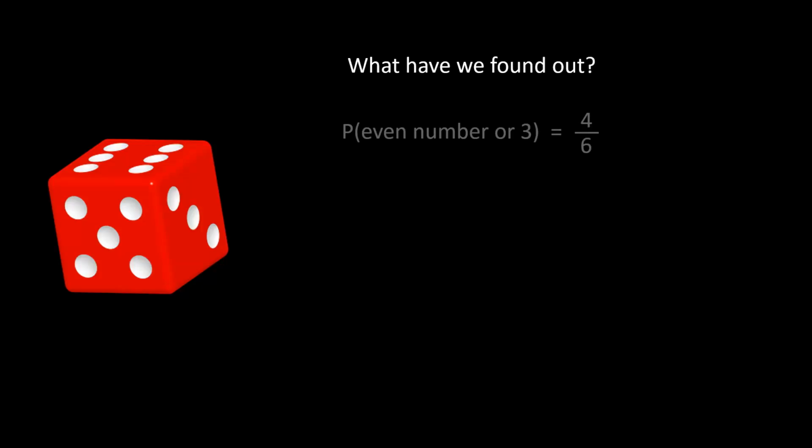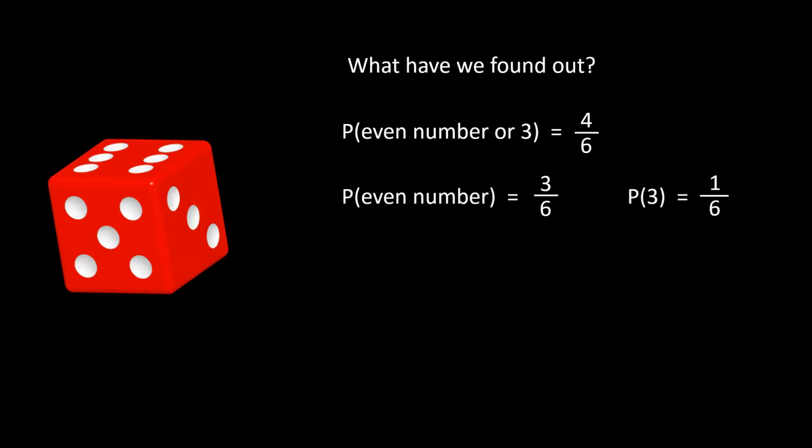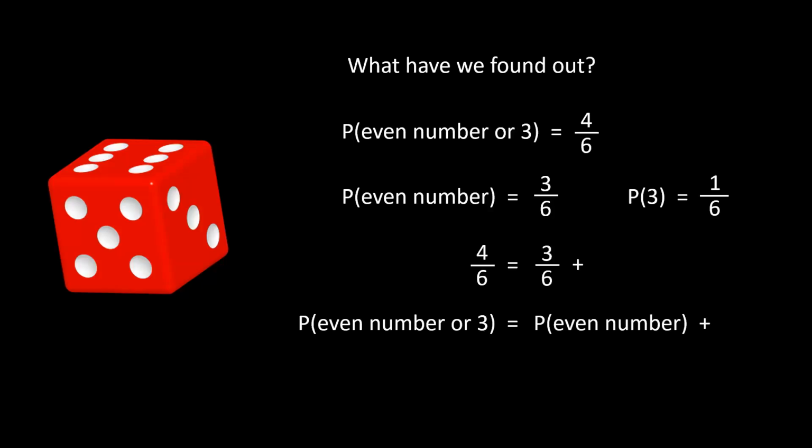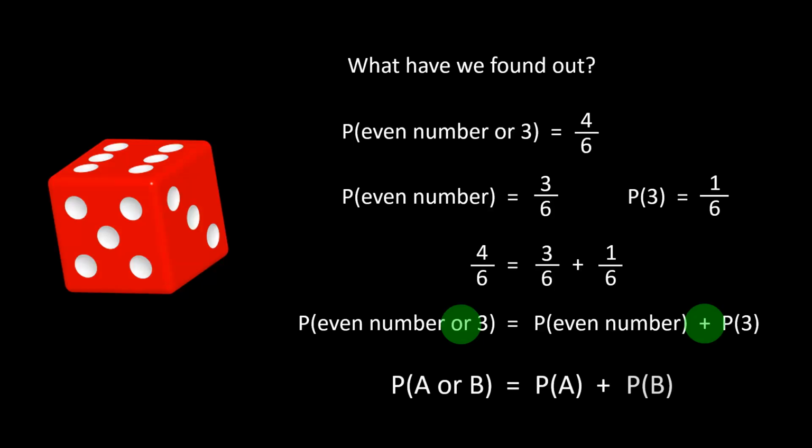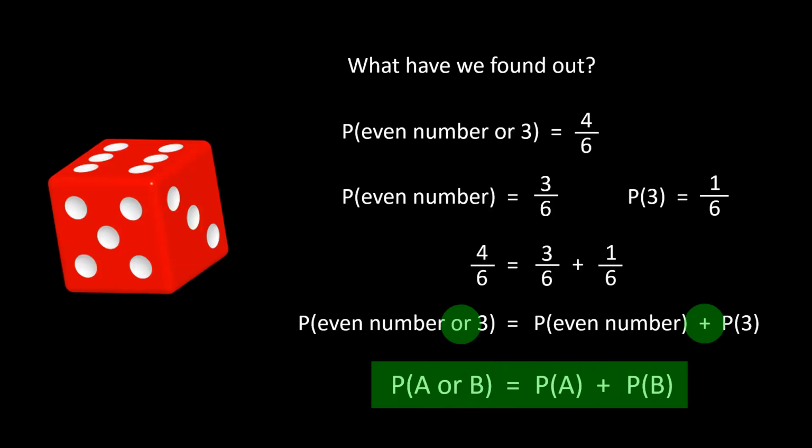So what have we found out? Well, we found the probability of an even number or a 3 was 4/6, even number 3/6, and 3 was 1/6. Do you notice anything? Look, 4/6 is equal to 3/6 plus 1/6. Or we could say the probability of an even number or a 3 is equal to the probability of an even number plus the probability of a 3. And notice that or equates to a plus. So or equates to a plus. And we could write it in a kind of mathsy way there. The probability of A or B is the probability of A plus the probability of B.